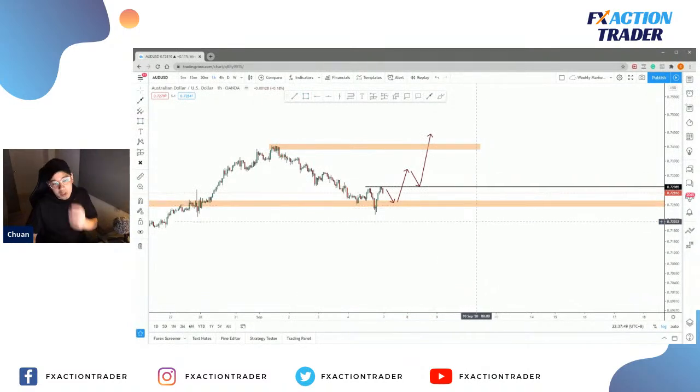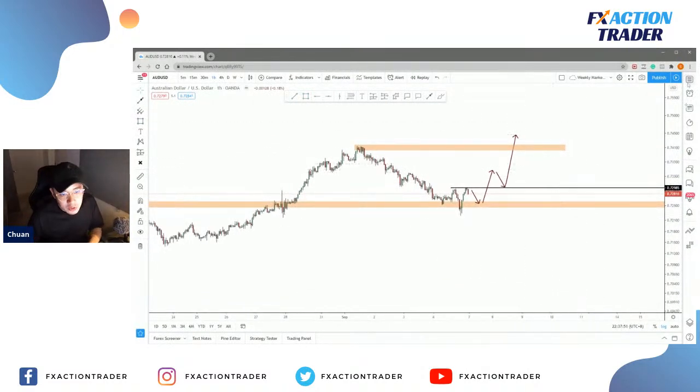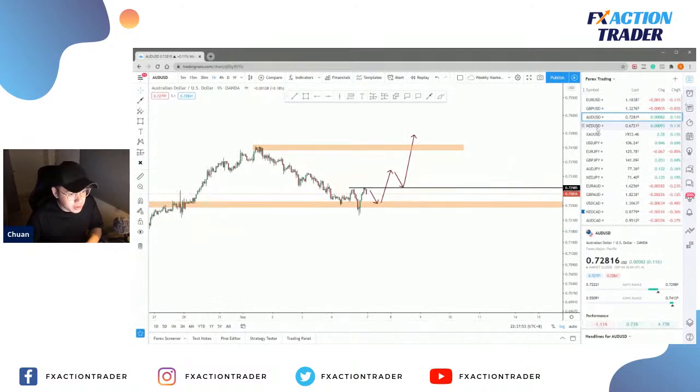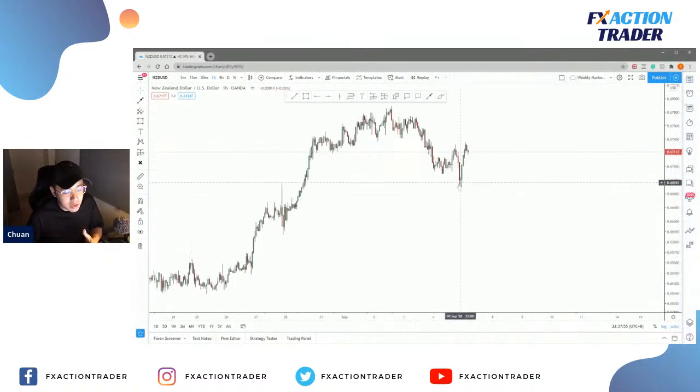Okay, so this week the market is a bit tricky. So do not ever enter a trade if you do not have enough evidence, enough market confirmation, or any signal confirmation.